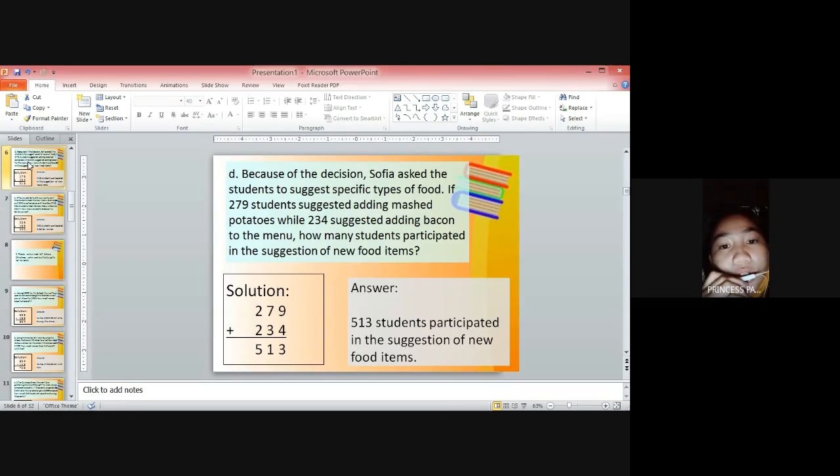D. Because of the decision, Sophia asked the students to suggest specific types of food. If 279 students suggested adding mashed potatoes, while 234 suggested adding bacon to the menu, how many students participated in the suggestions of new food items? The solution: 279 students suggested adding mashed potatoes, plus 234 suggested adding bacon to the menu, is equal to 513. The answer is 513 students participated in the suggestion of new food items.